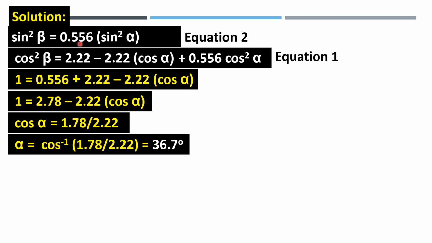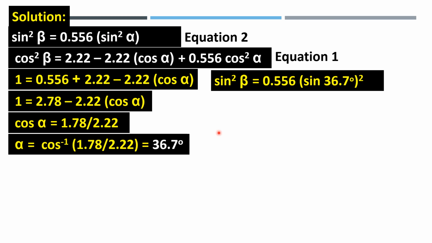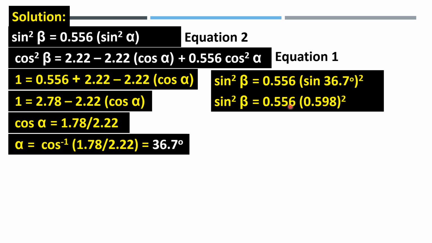We can choose either equation 2 or equation 1, but we'd rather choose equation 2 because it looks much shorter and simpler, right? So, there we go. We just substitute the angle. Sine squared beta is equal to 0.556 multiplied by the sine of the angle 36.7 degrees, and then square. You still get the square of the value sine 36.7 degrees before we multiply it to 0.556. All right. So this is what comes out.